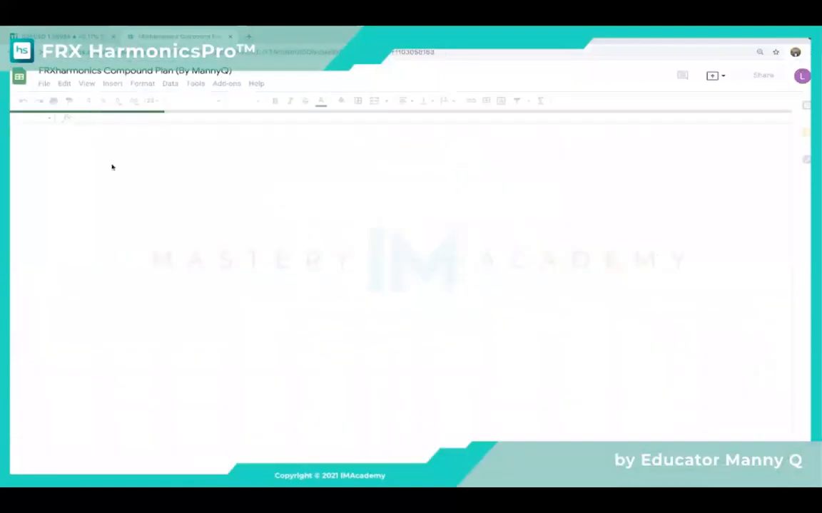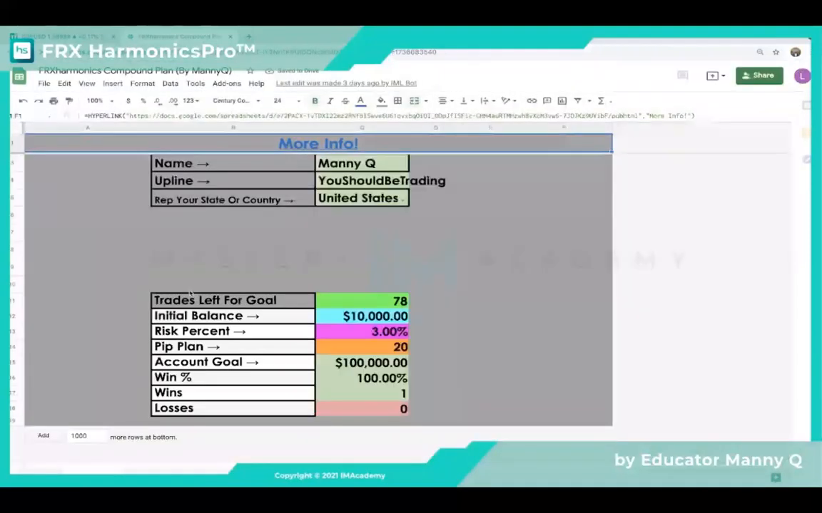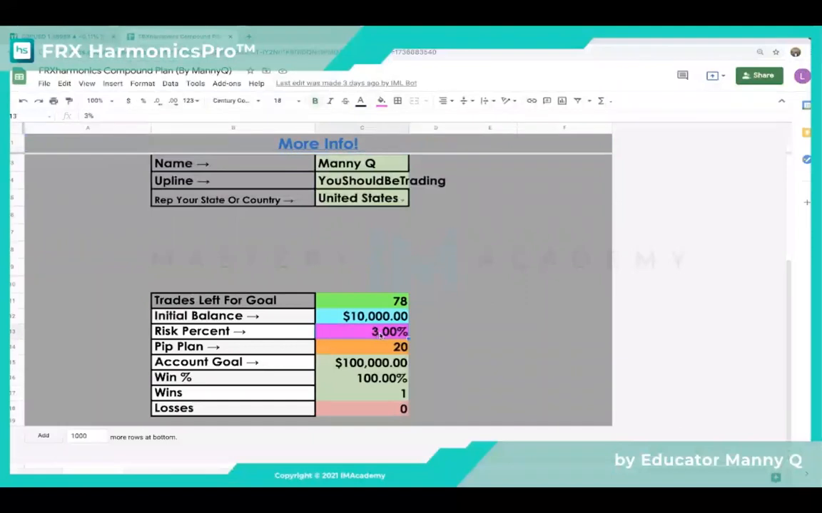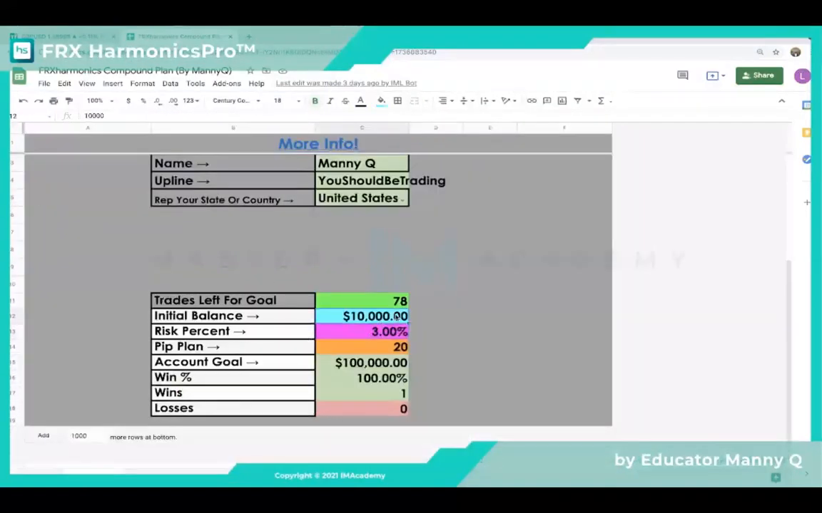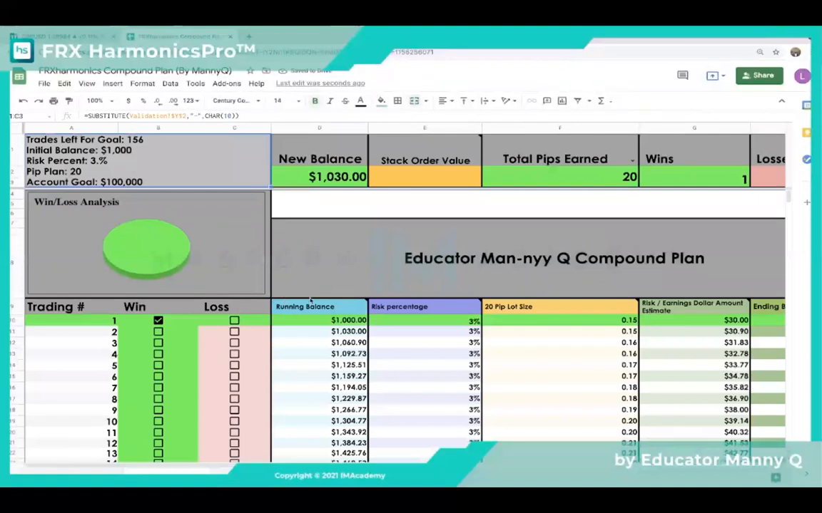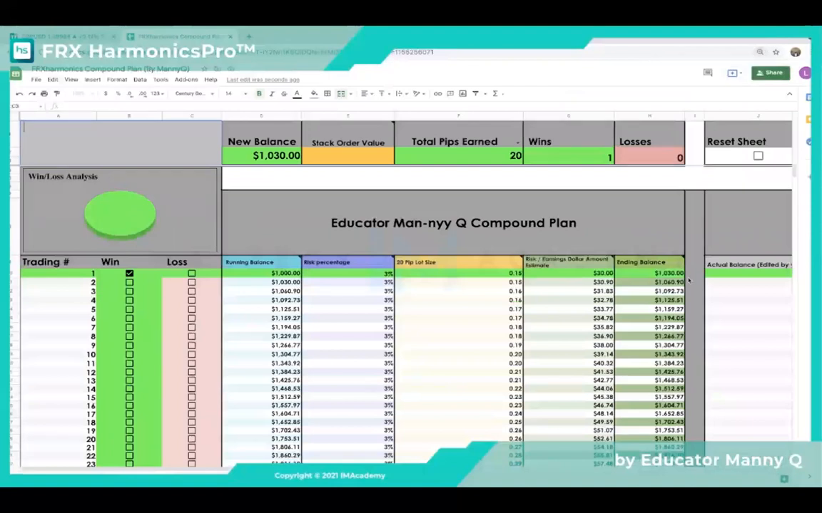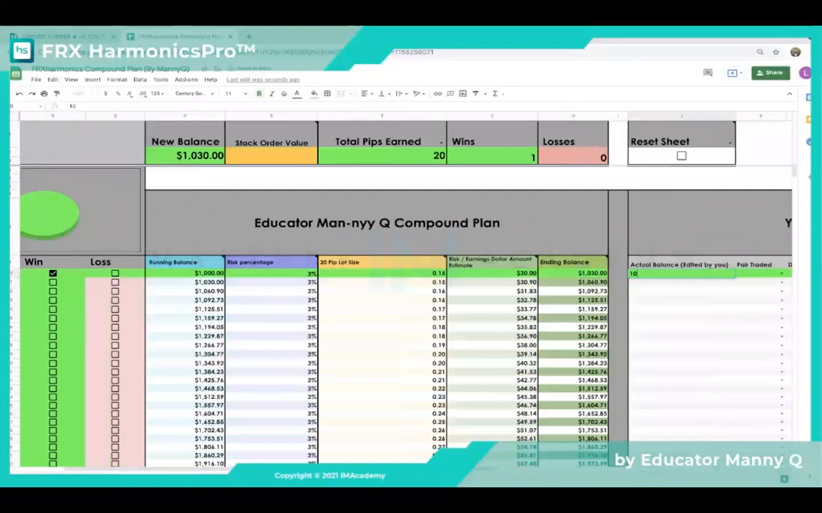At this point, you guys are using the compound plan, right? You're going to come over here. Your risk percent is 3%. Your pip plan is 20. Let's come over to the compound plan. And again, let's say your balance right now was $1,000. Boom, $1,000. You come over to the compound plan. You have $1,000 in that account. Let me zoom out over here. And then let's say you've been trading that for a little while now, and your actual balance is now $1,056. Boom, we're going to update it.